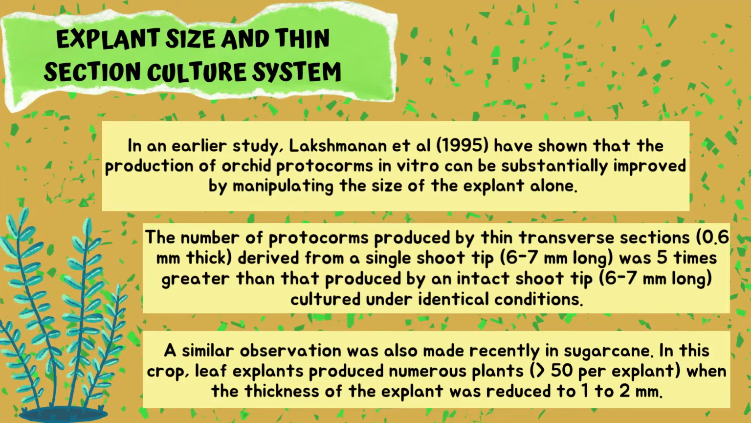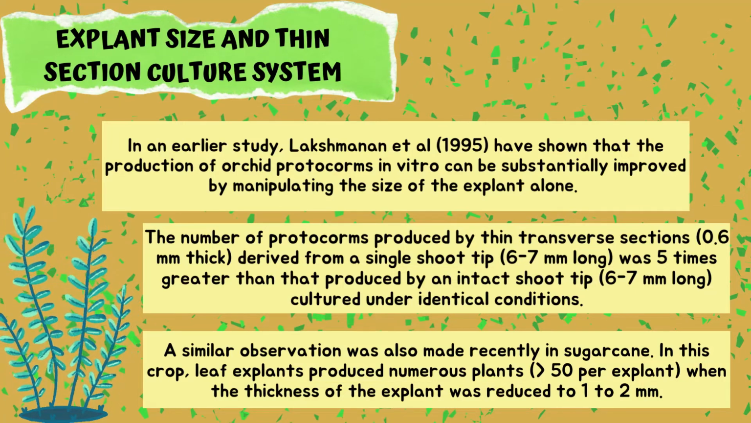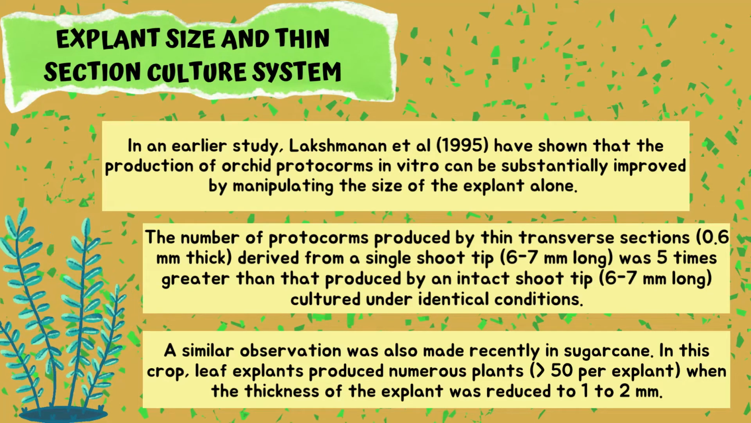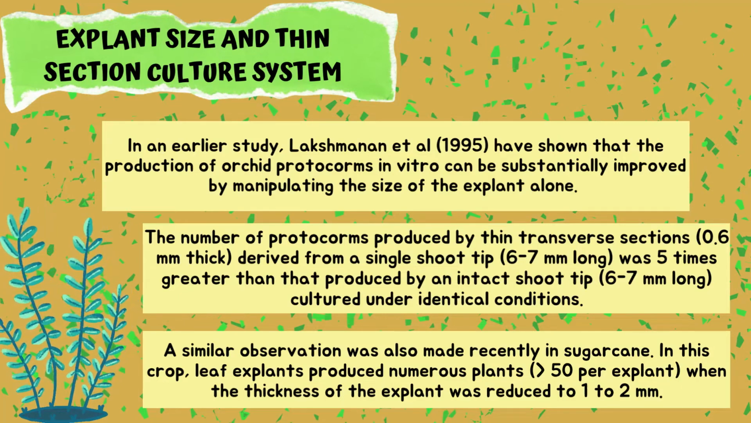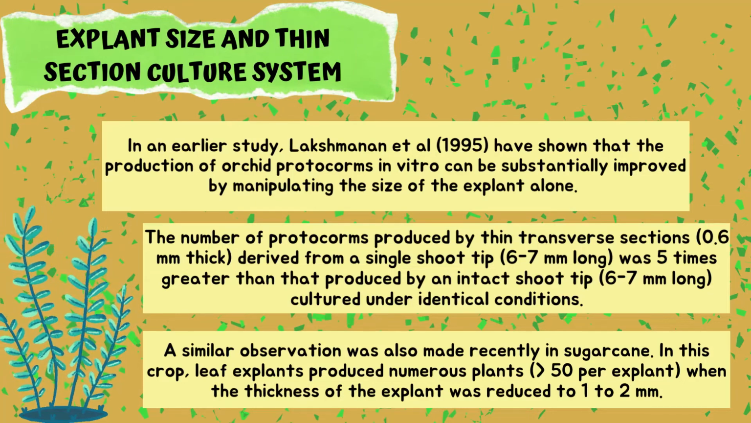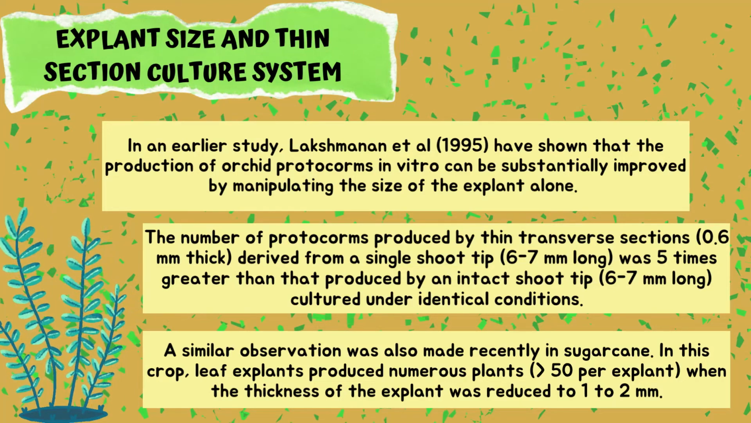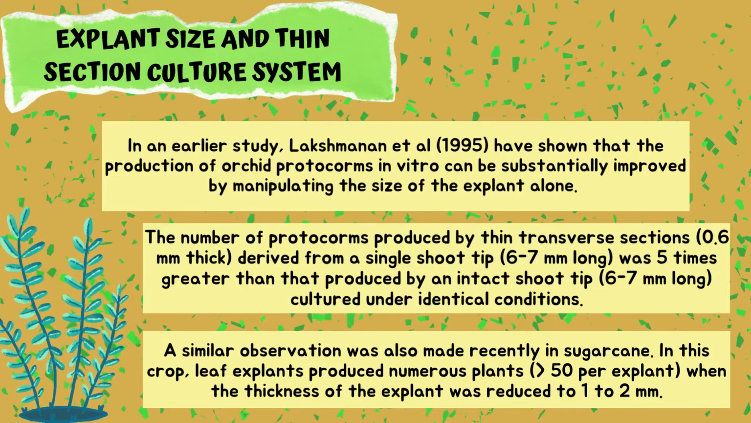A similar observation was also made recently in sugarcane. In this crop, leaf explants produced numerous plants, more than 50 per explant, when the thickness of the explant was reduced to 1 to 2 mm. This finding clearly indicates that the explant size plays a key role in the expression of organogenic potential of the cultured tissue. This explant size-based difference in organogenic capacity has since been successfully utilized to develop the thin section culture system, a novel approach in plant regeneration.